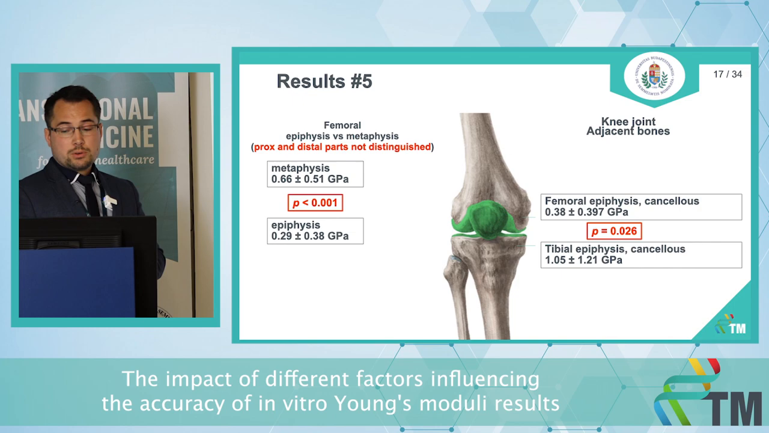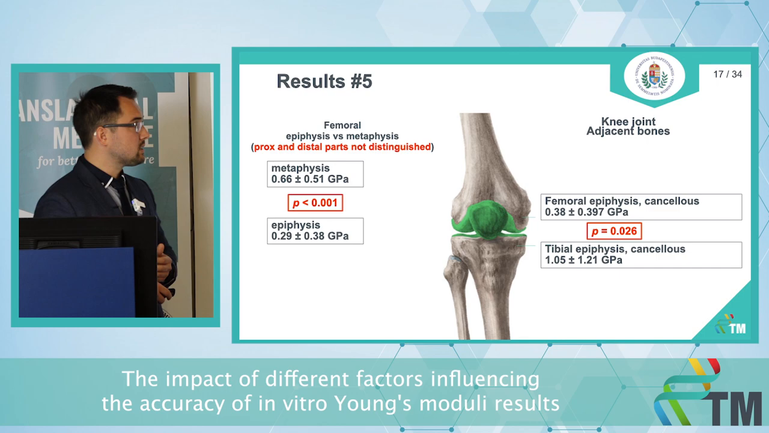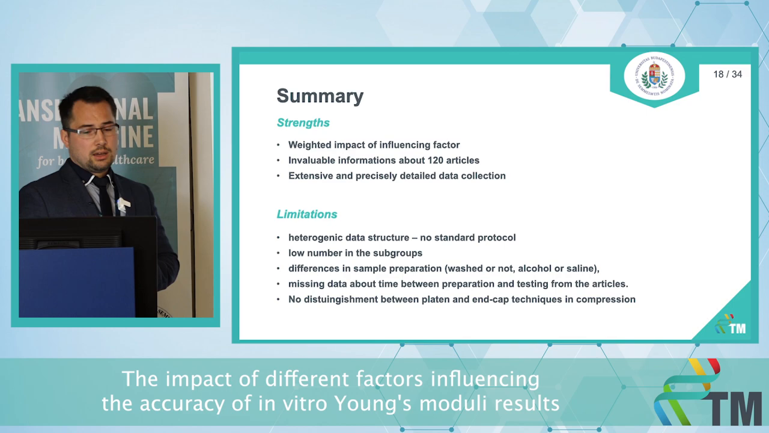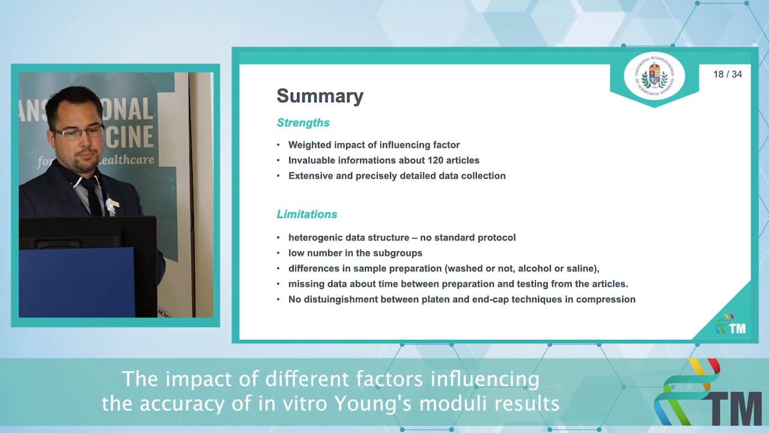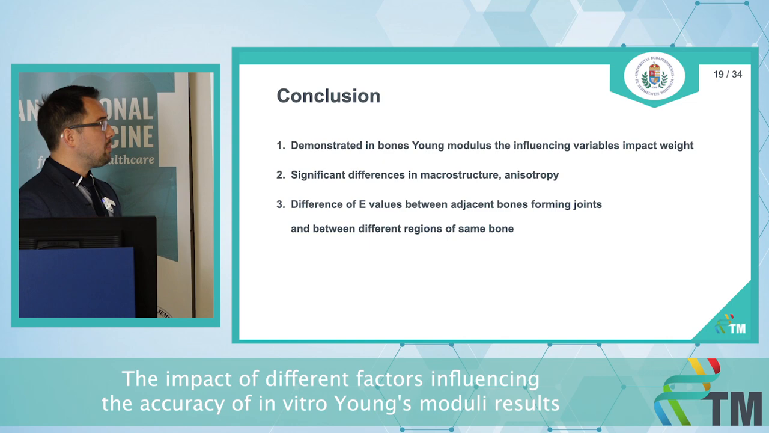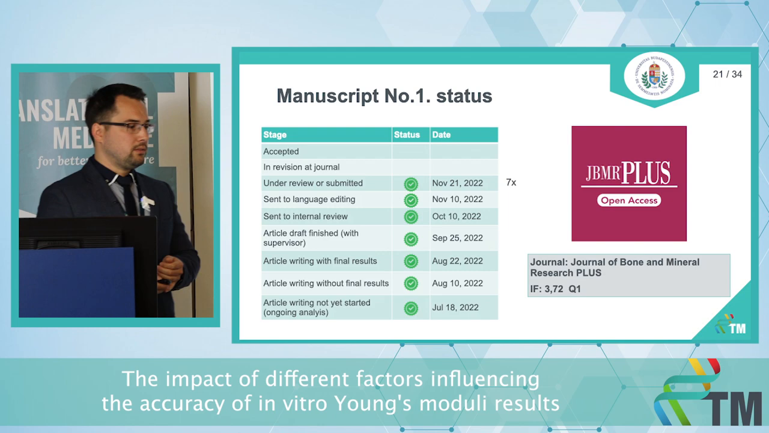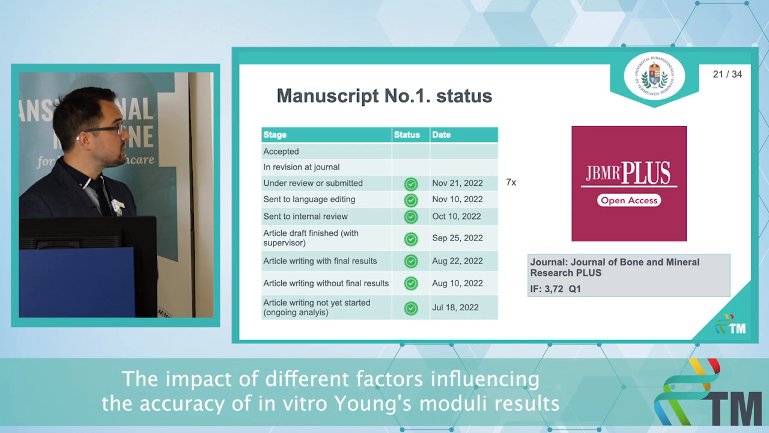We are also trying to measure a mean for the adjacent bones, for example, the knee joint. And we also found that there is a 3 times or 2.5 times difference between the femoral and the tibial epiphysis itself. So the strength of this project is the invaluable information about more than 100 articles with precise data collection, and the limitation is the very, very heterogenic data structure. In conclusion, we have detected the impact weight of the influencing factors and the macrostructure and anisotropic significant differences. This project has been submitted last November for the first time, and since then 7 times, and we are waiting for the response to the last submission from GBMR Plus.